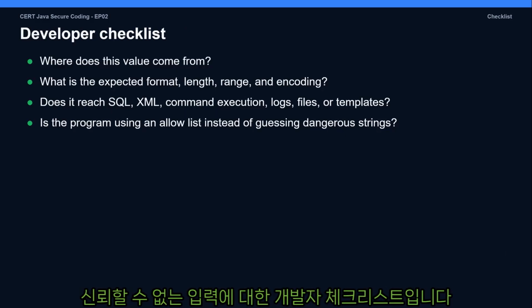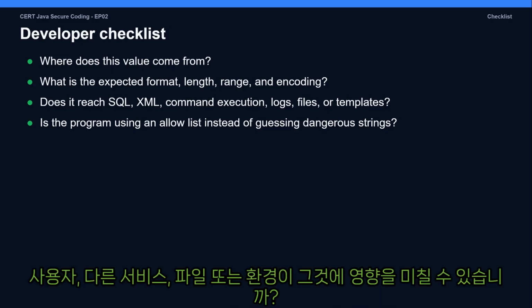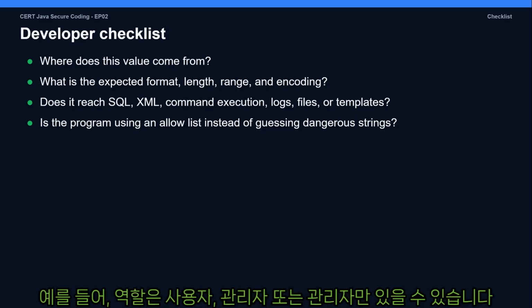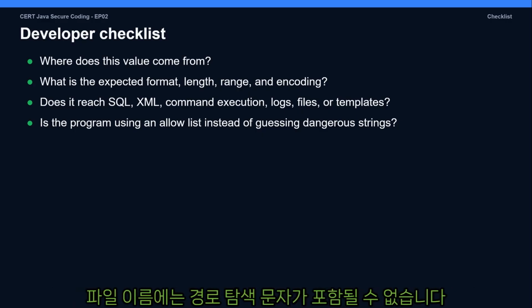Here is the developer checklist for untrusted input. First, ask where the value comes from. Can a user, another service, a file, or the environment influence it? Second, define the expected format, length, range, and encoding. For example, a role may only be user, manager, or admin. An ID may only be digits. A file name may not contain path traversal characters.